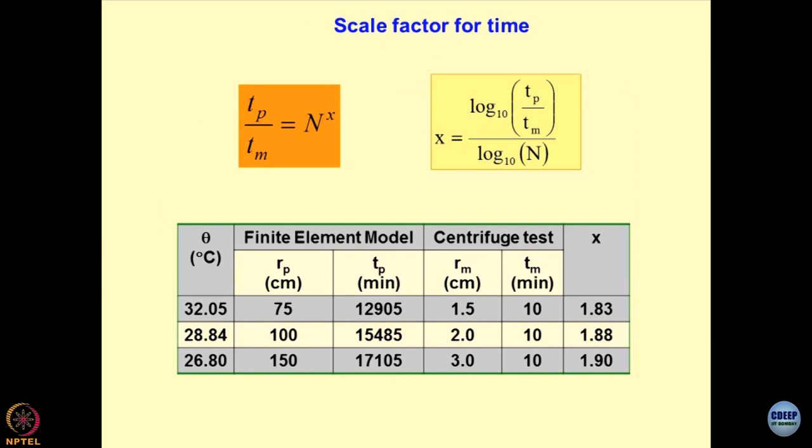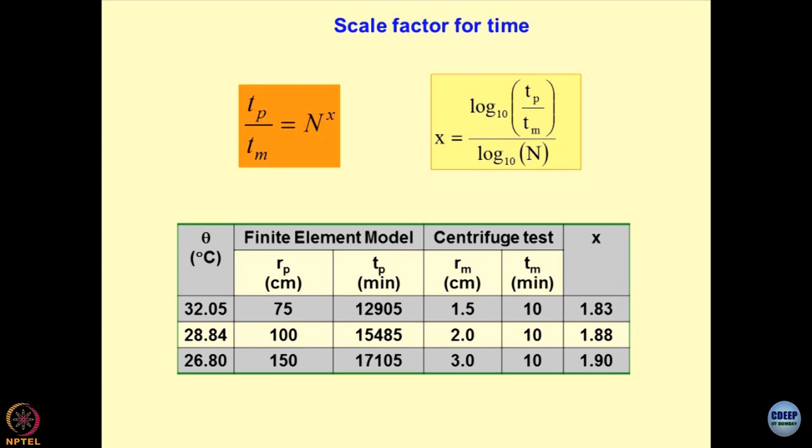P corresponds to the prototype, M corresponds to the model. So, time taken by the heat front to move in the prototype and time taken by the heat front to move in the model gets scaled by N, where N is the centrifugation effort, and X is some constant, which is the time factor. So, if you do this exercise where you use the FEM results and the centrifuge test results, what you will realize is that X comes out to be approximately 1.8, which is approximately 2. So, this is how you can find out the time factor for heat migration through geomaterials. N square times the time in the model indicates that this is a diffusion process, clear?